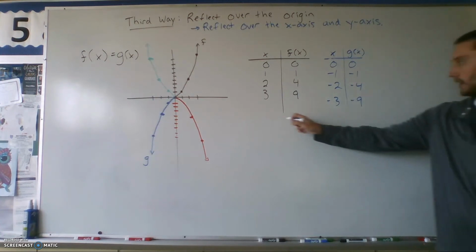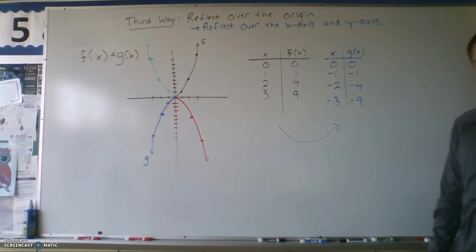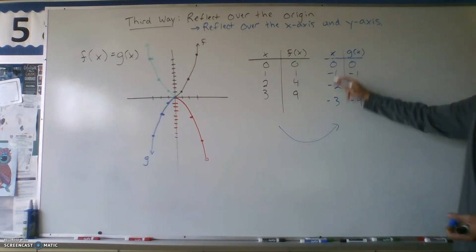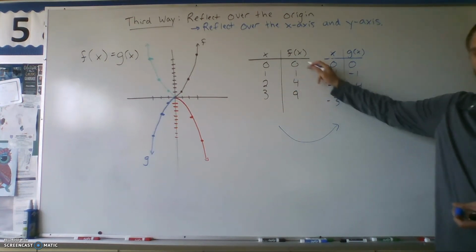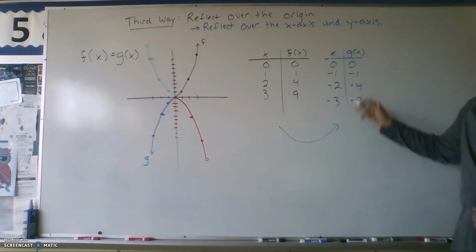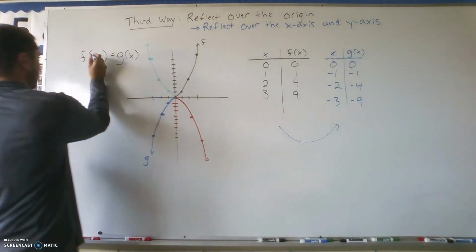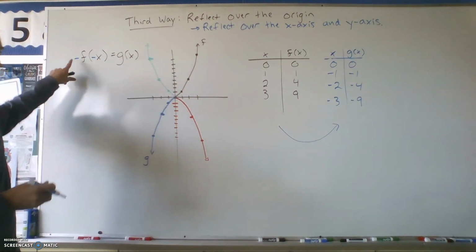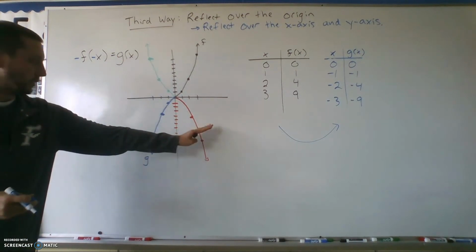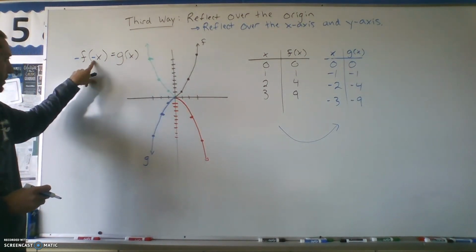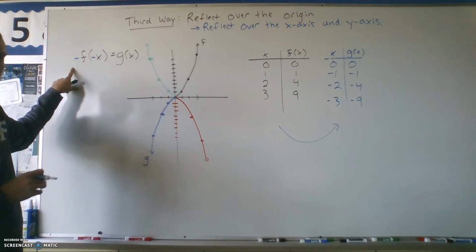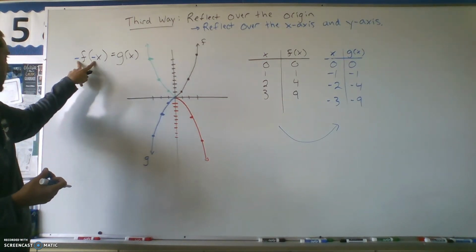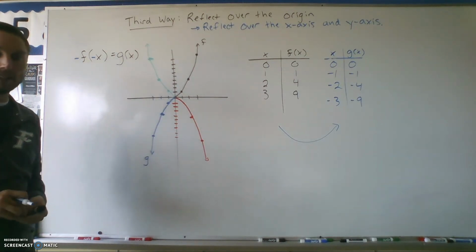So what's happening here? How did I get from f to g? Well, you may have seen all my inputs are opposite, and all my outputs are opposite. Okay? Which, if you think about it, makes sense, because to reflect it over the x-axis, we make the outputs negative. To reflect over the y-axis, we make the inputs negative. So if I want to do both, reflect over the x and the y-axis, then it makes sense that I put a negative on both. And that's exactly what we do.